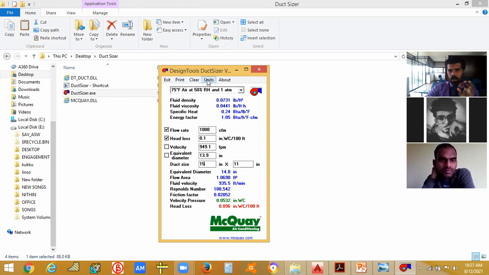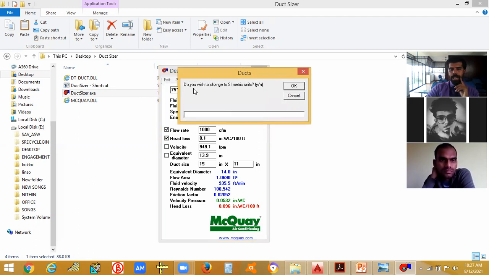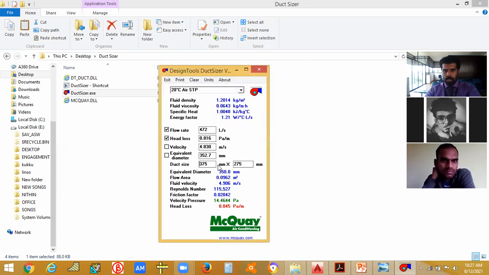Click on that unit, and it will ask, do you wish to change to SI metric unit? y/n, you just give y and give OK. You will be getting its duct size in mm. And all other values are changed too. So 375 to 275. So let's see, if I am giving 350.